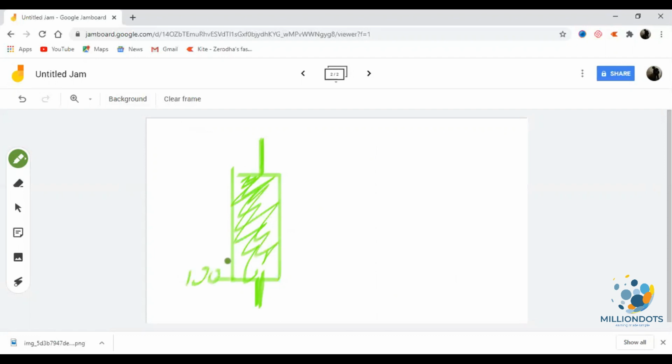So let us say this is 100 rupees, this is 101, and let us say this is 99 maybe, and this is 102. So what is actually this particular candle telling you? This is the open price, this is the low, this is the closing price, and this is the high.